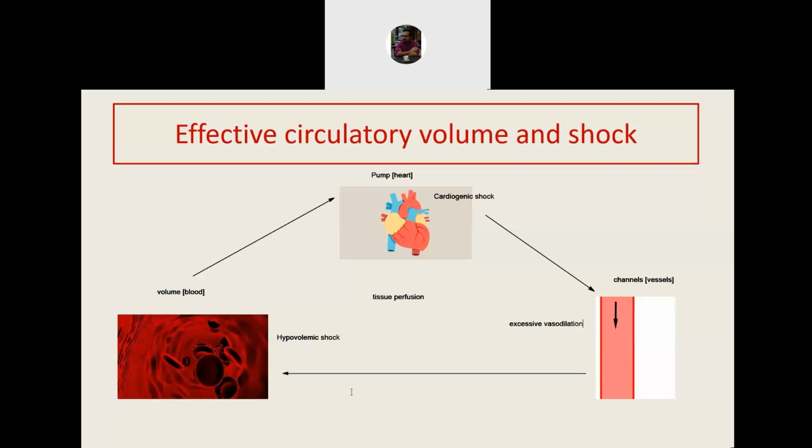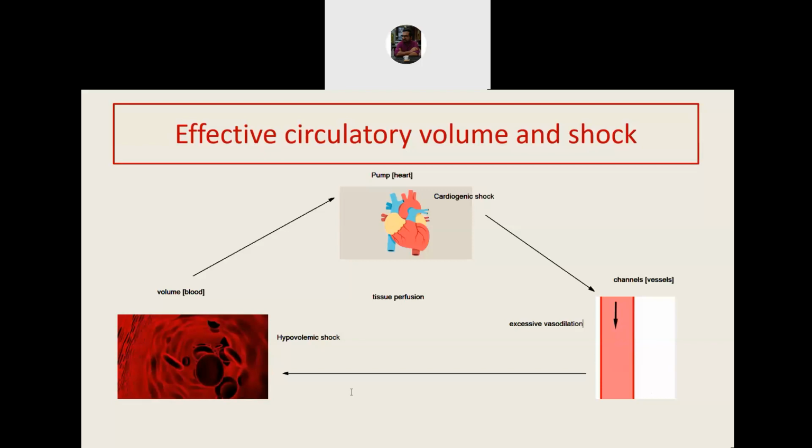So at a compensated or physiological state, the interrelationship between the heart, vessels, and blood volume that maintain adequate tissue perfusion, that volume of blood is known as the effective circulatory volume. So effective circulatory volume is not just a volume, it's a volume expressed as a joint function of the pumping ability as well as the capacitance and resistance of the vessels.